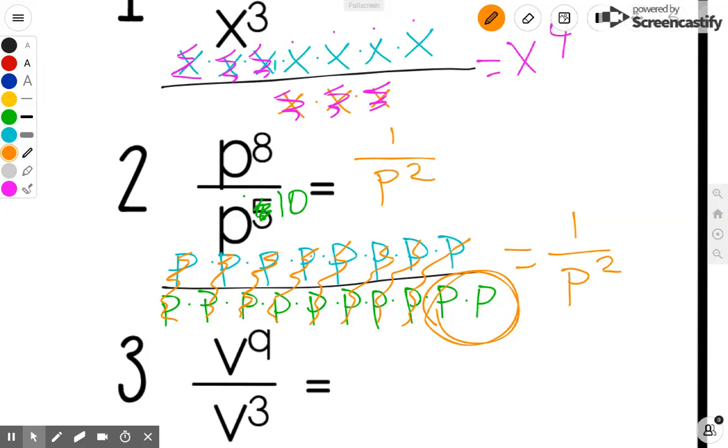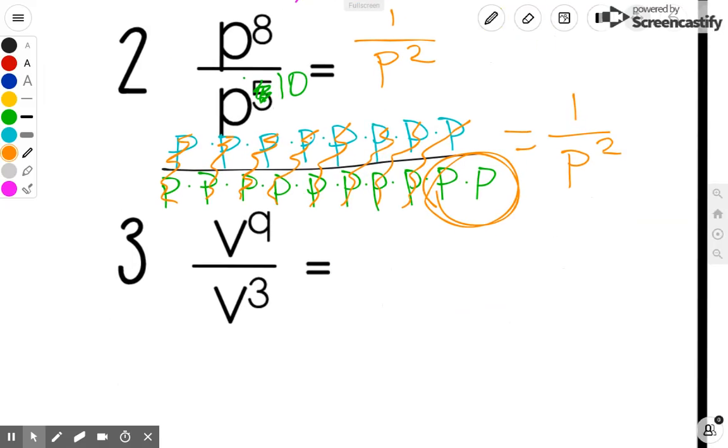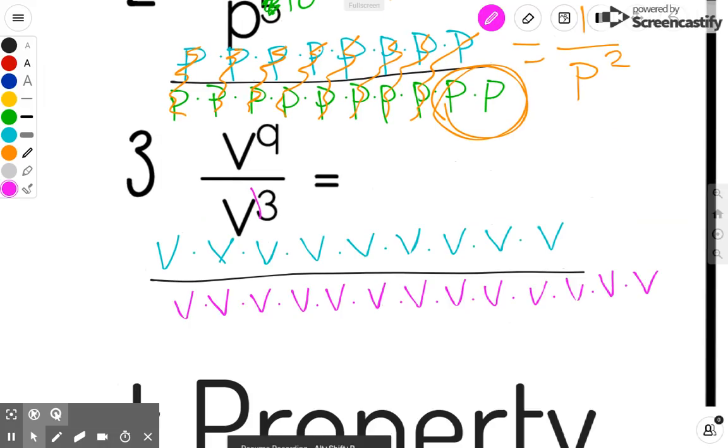Okay, last problem. Again, we're going to have you guys try it. Go ahead and try it on your own, and let's turn this into v to the 9th over v to the 13th. Okay, so this is what I got, v to the 9th over v to the 13th. Now again, you're going to pause your video, and I want you to cancel it out and try to write what the final answer is.